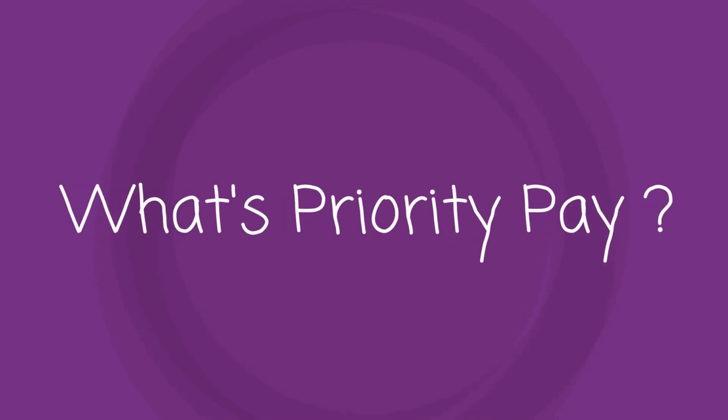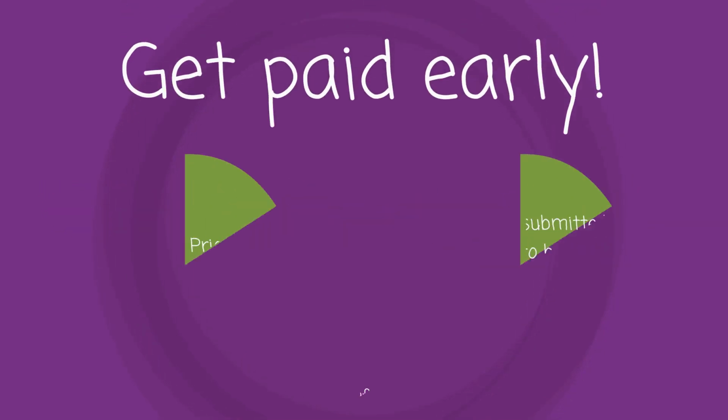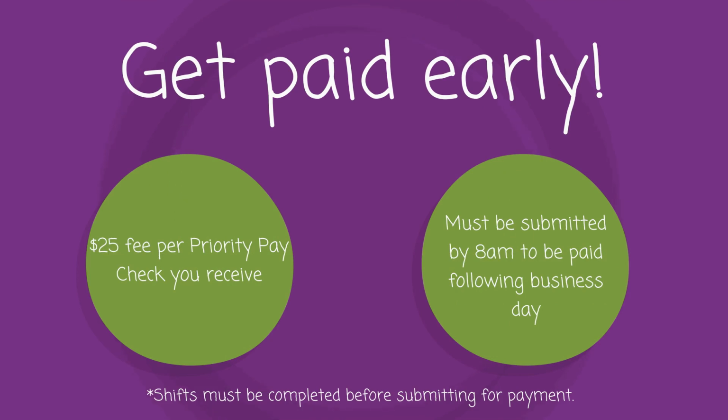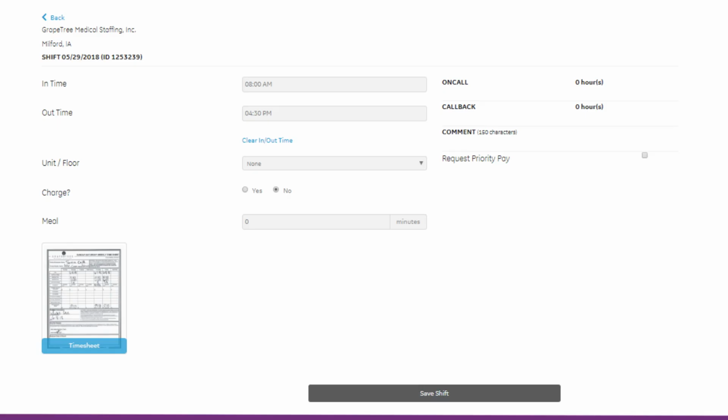You may be asking, what's priority pay? Priority pay is an awesome Grapetree benefit that gives you an opportunity to get paid before our scheduled payday for shifts you've worked. There's a $25 priority pay fee per check you want to receive, and if you submit by 8 a.m. on any business day, you'll be paid the following business day. Don't forget to check the box for each shift you want to request priority pay for and save the shift.